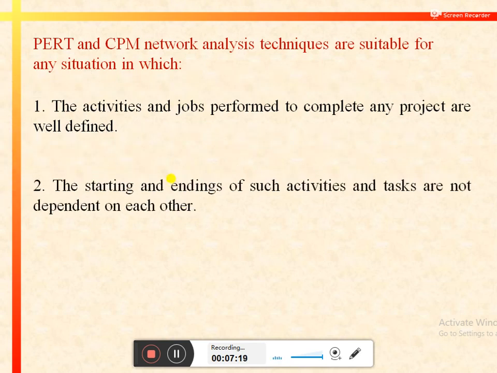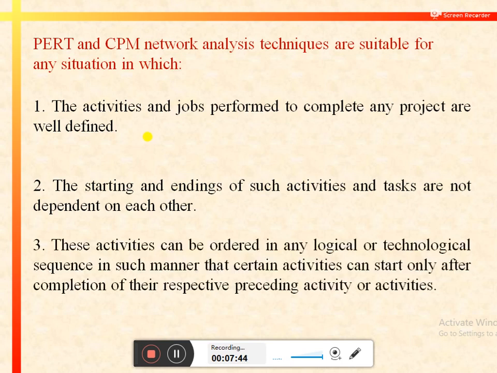Second condition is that the starting and endings of such activities or tasks are not dependent on each other. It means all activities have their own starting and ending points, and their starting and ending points are not dependent on any other activity or any other task. The third condition is that these activities should be ordered in any logical or technological sequence in such manner that certain activities can start only after completion of their respective preceding activity or activities.